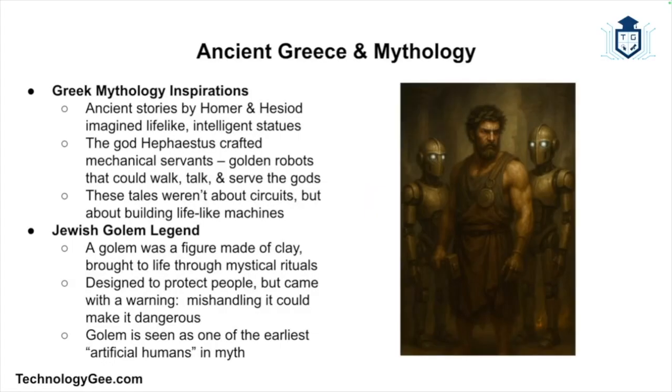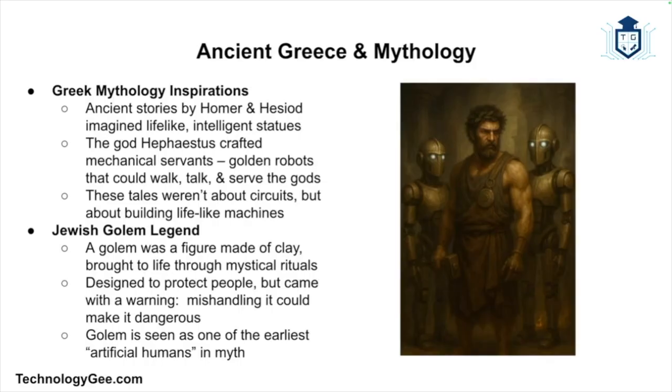All right, so let's kick things off way back. The idea of creating intelligent, human-like machines isn't new at all. Ancient civilizations were already fantasizing about this. As it relates to Greek mythology, there are stories from Homer that talk about intelligent statues and golden robots. And there's some god with some crazy name out there I can't pronounce that supposedly built mechanical servants. And all that sounds creepy, but maybe it's just futuristic.